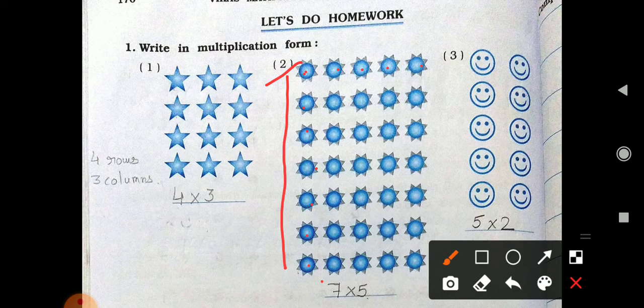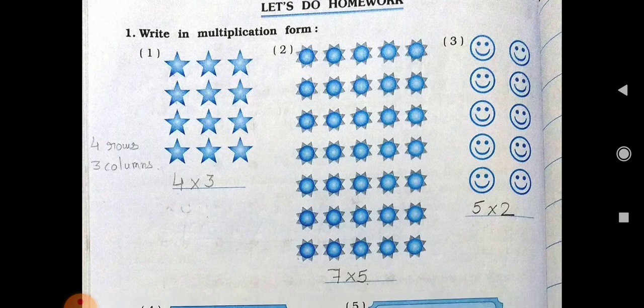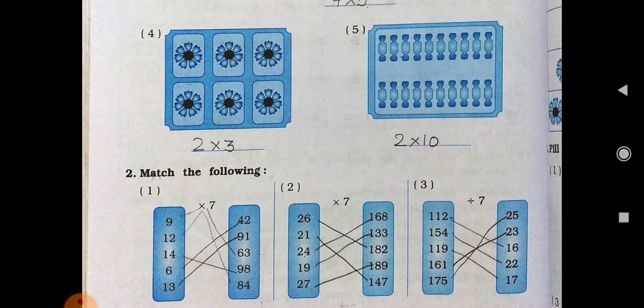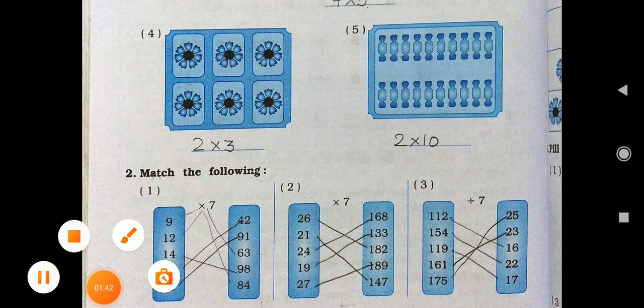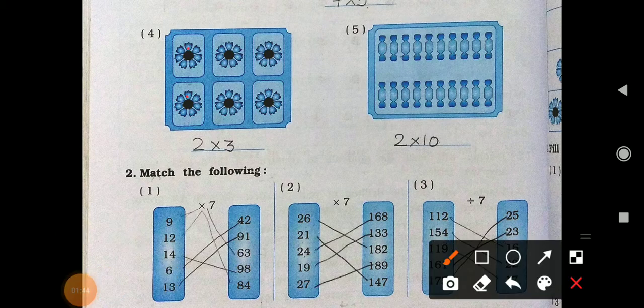Here are the smiley face pictures, in a row 1, 2, 3, 4, 5, and in a column 1 and 2. So 5 multiply with 2 is equal to 10. So that is a total of 10 smileys. Next object is a flower. Row 1, 2, column 1, 2, 3. So 2 multiply with 3. Here is a sweet, 1, 2 in a row and in a column 1, 2, 3, 4, 5, 6, 7, 8, 9 and 10. So 2 multiply with 10.